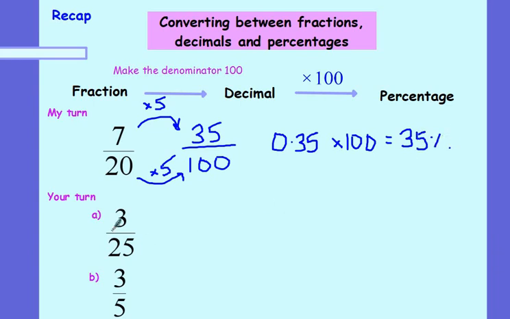Over to you. By making the denominator 100, can you convert 3/25ths and 3/5ths to a decimal and a percentage? Pause the video for a couple of minutes. In your light blue books, off you go. Okay, let's go through the answers. So I've multiplied 25 by 4.